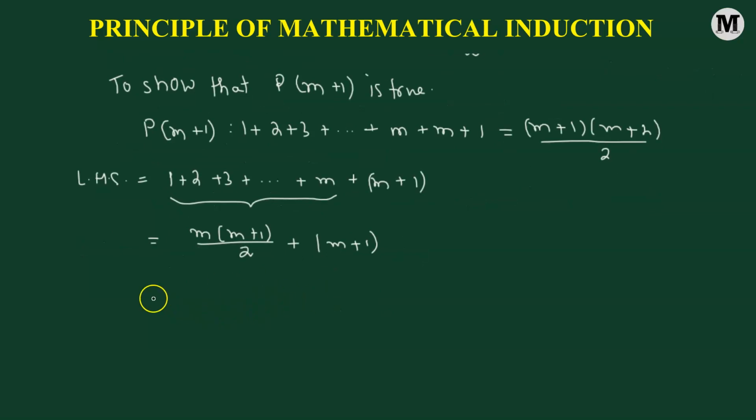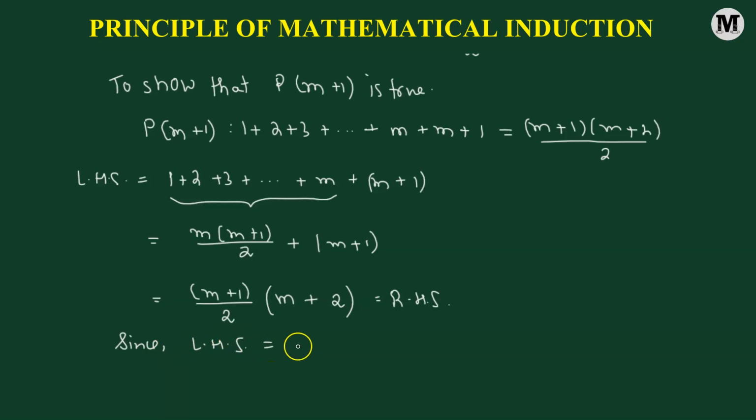So combining, let's take m plus 1 as the common factor. We can also take 1 over 2 as the common factor, which means that in the first term we'll be left with m, and in the second term we'll be left with 2. Fine. Now that's exactly the expression on the right hand side. So therefore we have successfully shown that, since the left hand side equals the right hand side, the statement P(m plus 1) is a true statement.